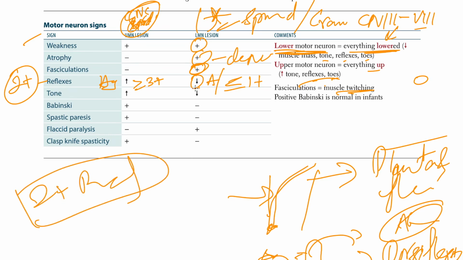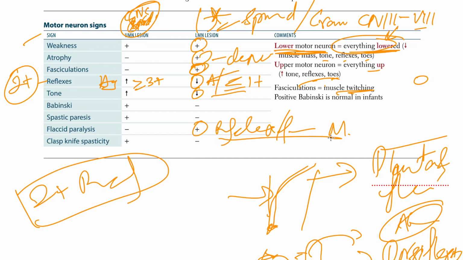Tone is also low. And you have flaccid paralysis, in which you have just relaxed, floppy muscles. So with lower motor neuron lesion, everything is lowered: hyporeflexia, low tone, floppy muscles, weakness, and atrophy, but there are fasciculations. That's the only thing that is there, right?